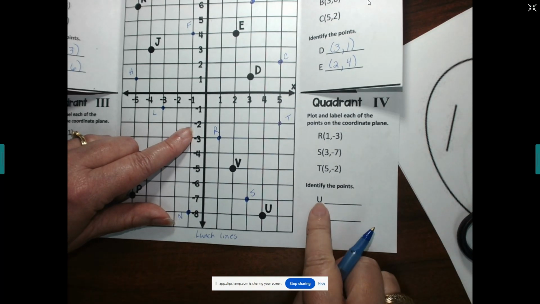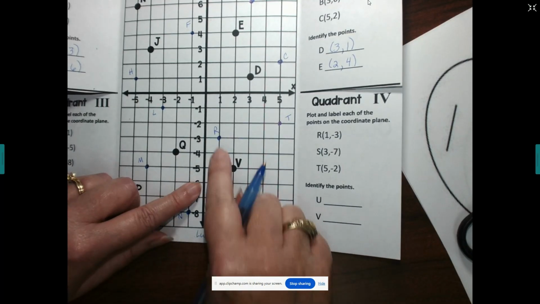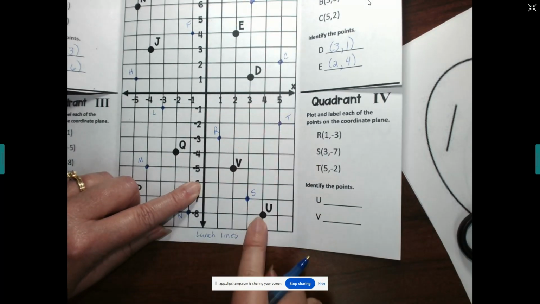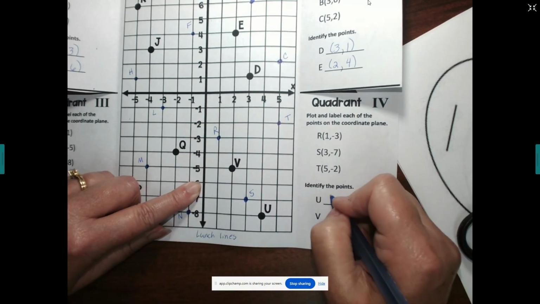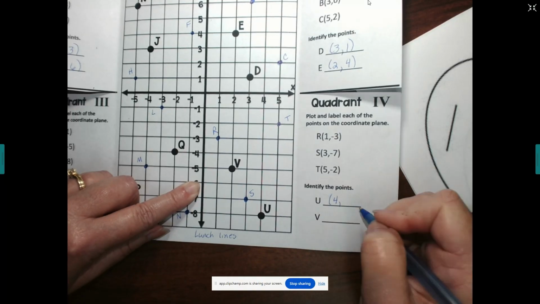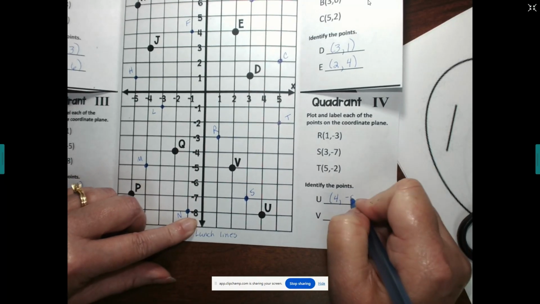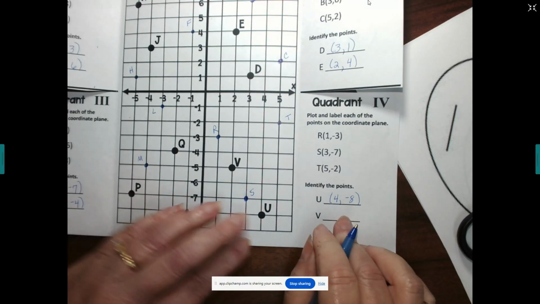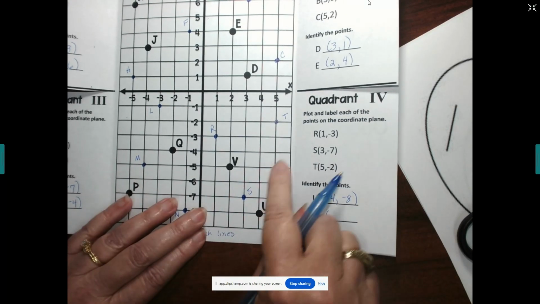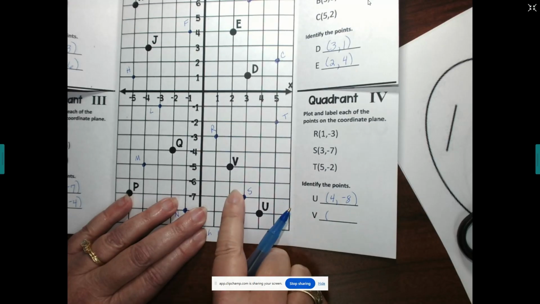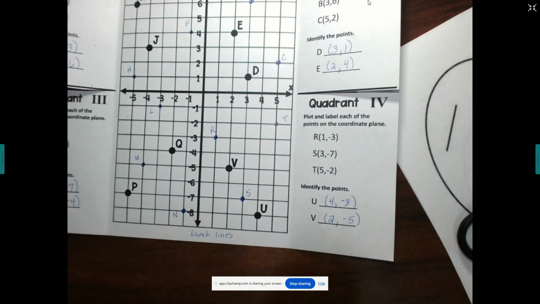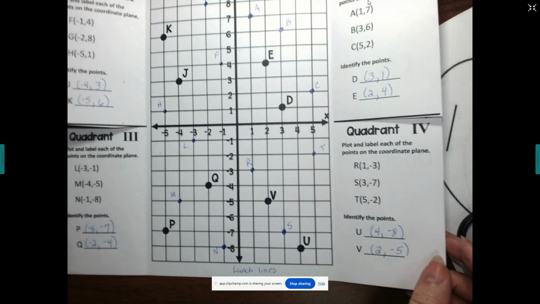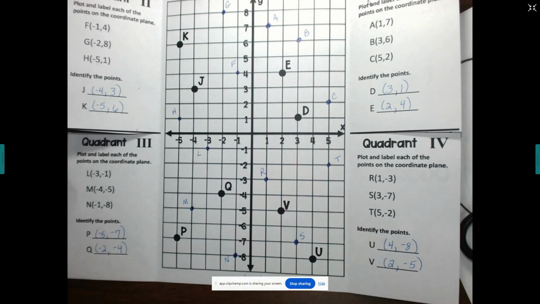All right, now let's identify the coordinates here. To get to U, got to run before you jump. So to get to U, I have to go to the right 4 and then down to the -8. And for point V, I have to go to the right 2 and then down to the -5. To the right 2, down 5. And that is how you plot points on the coordinate plane. You can use this note sheet to do the paper assignment that we have and the assignment in Delta Math.